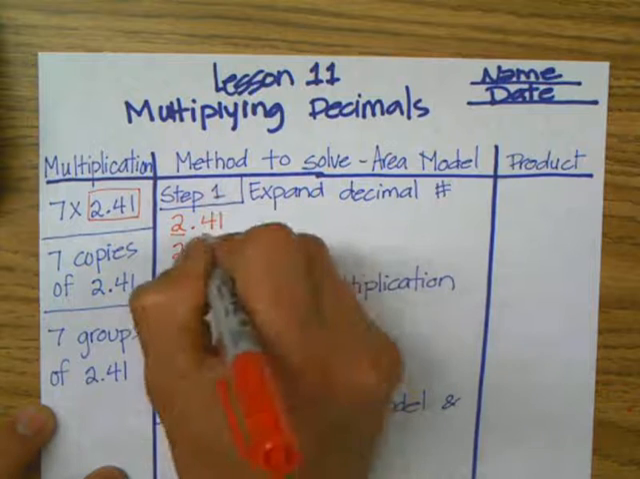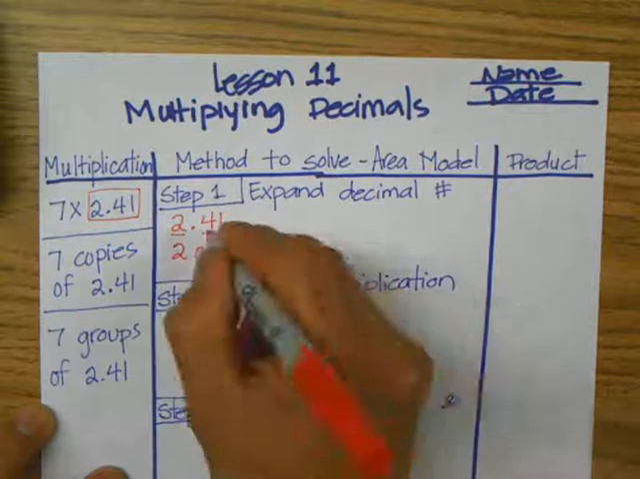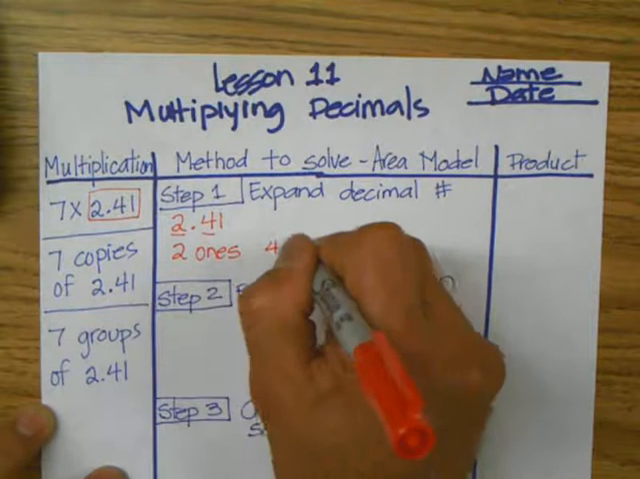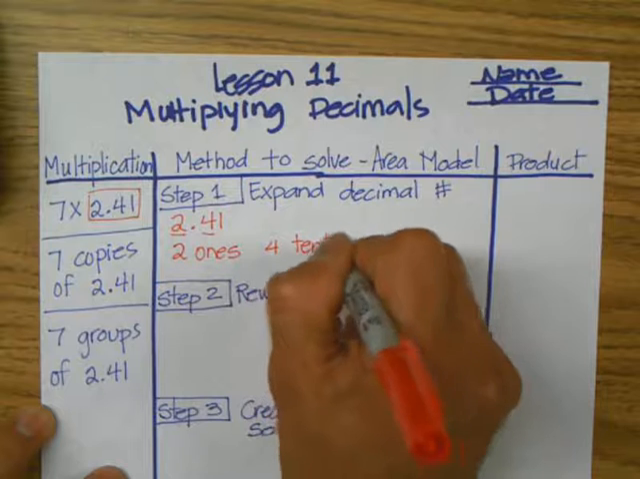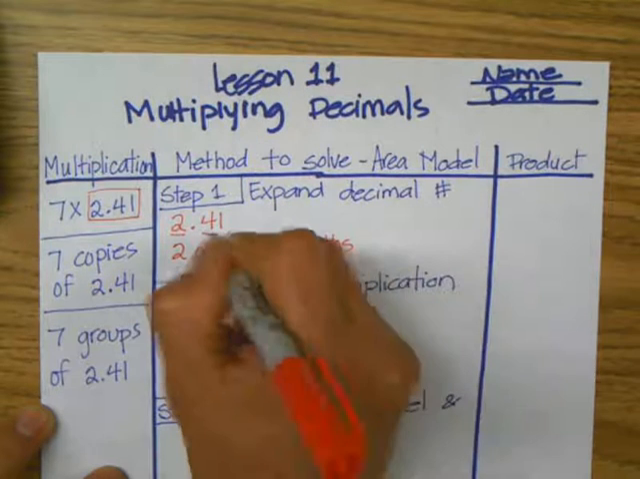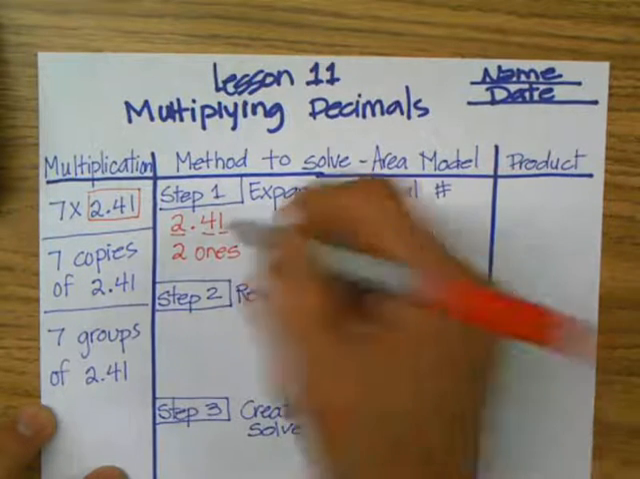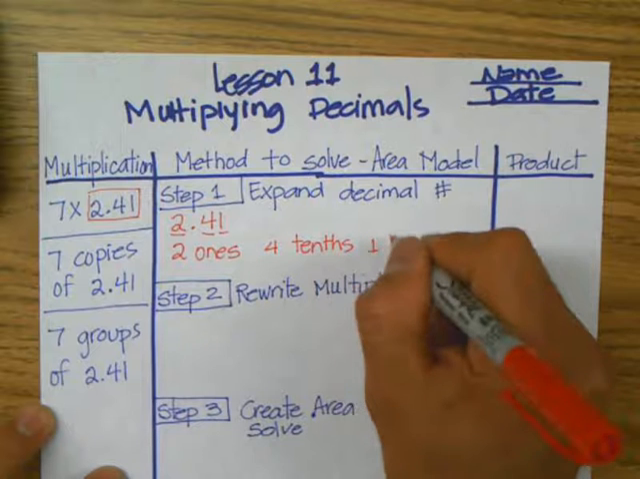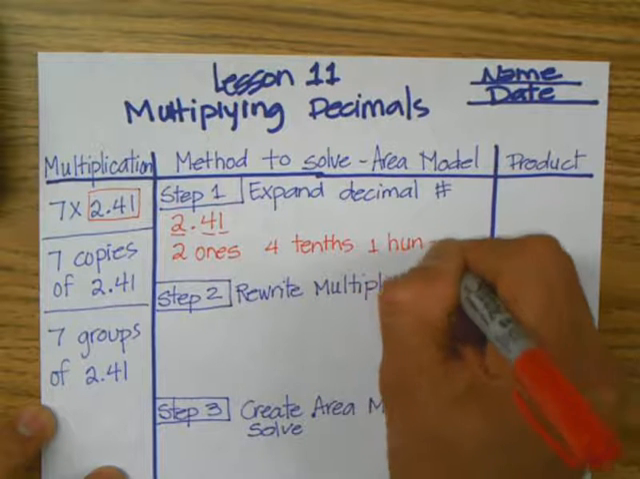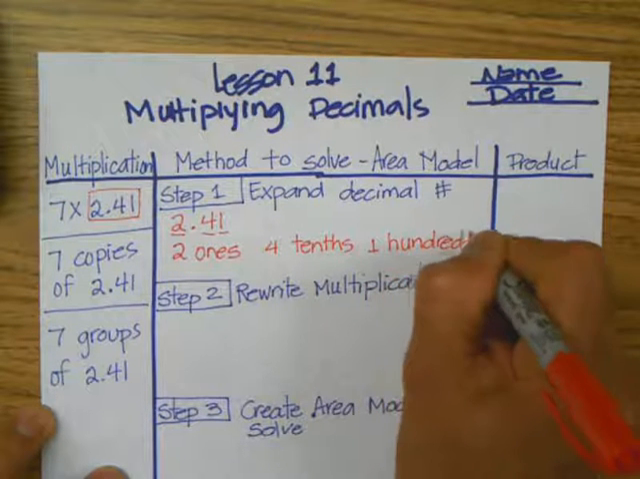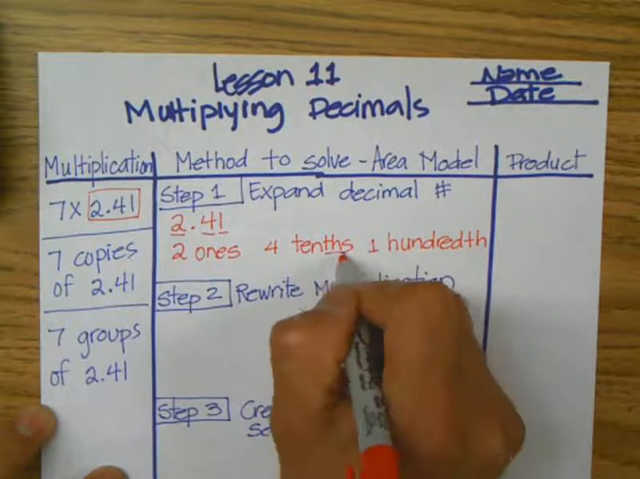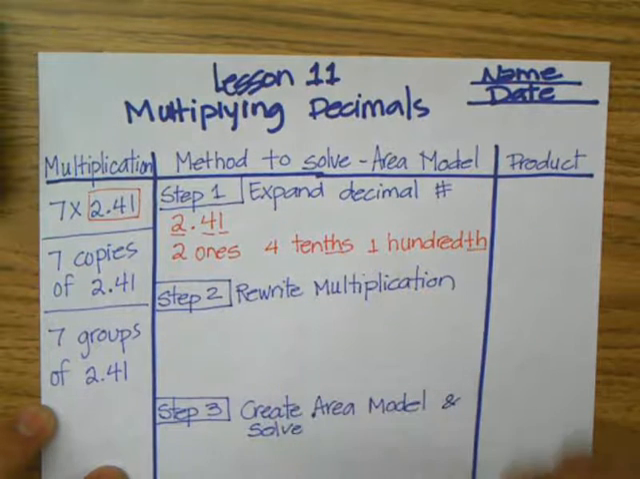The second step will be write the tenths. Those are 4 tenths, and it'll be 1 hundredth because this is the hundredth place. Remember, every time you have the TH at the end, that means those are numbers less than 1.